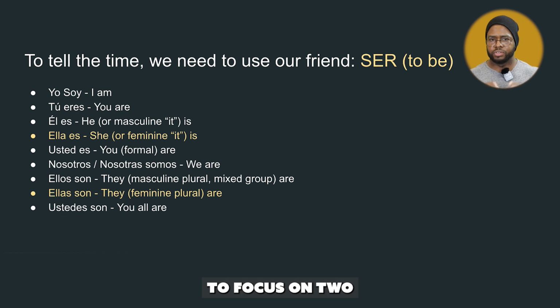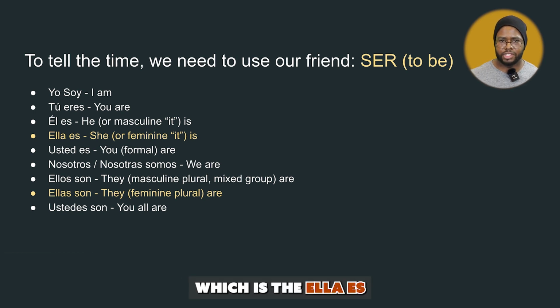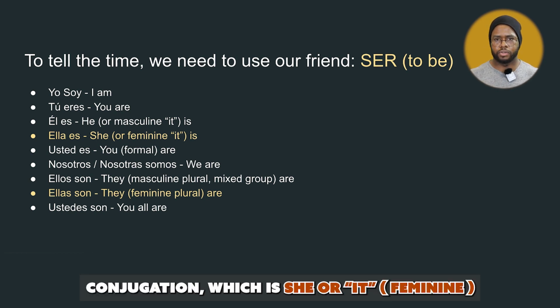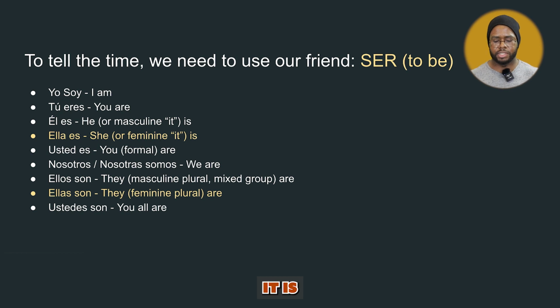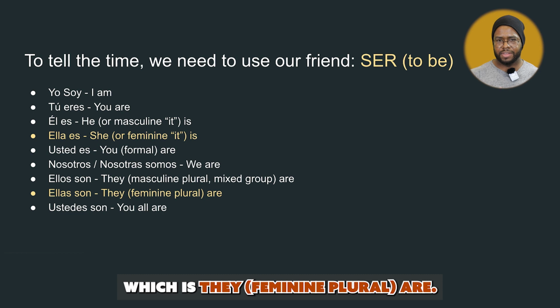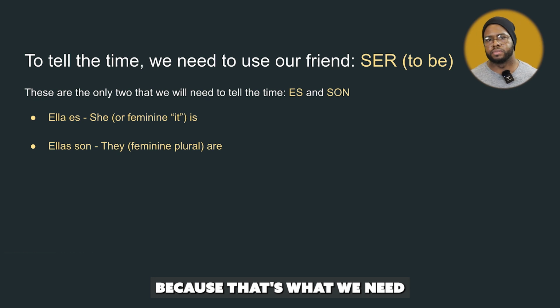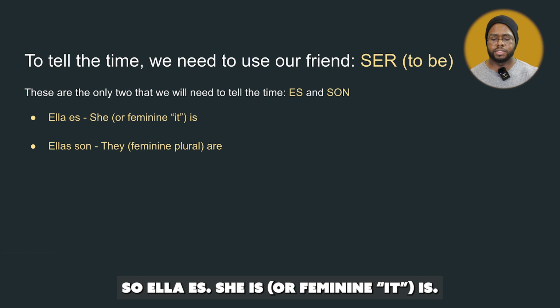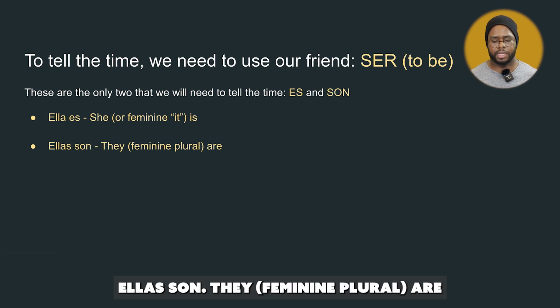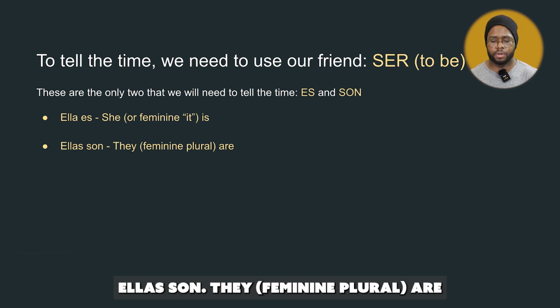But we're only going to focus on two of the conjugations, which are the ella es conjugation, which is she or it, feminine it is, and ellas son, which is they, feminine plural, are. Those are the two that we're going to focus on because that's what we need in order to tell the time. So, ella es, she is, or feminine it is. Ellas son, they, feminine plural, are.